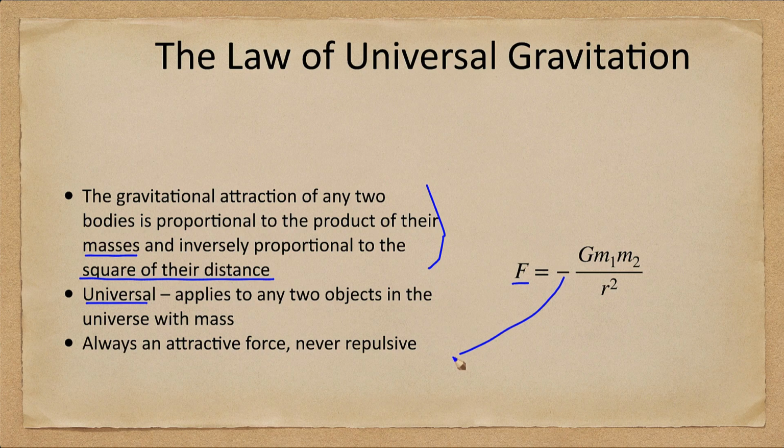The negative sign is because it is always an attractive force pulling things together. You will never get a repulsive force out of gravity because everything here has to be positive. We will always get a negative value here because G is positive, masses cannot be negative, and the radius squared, the distance, cannot be negative. So it is always an attractive force. Gravity never pushes things away.